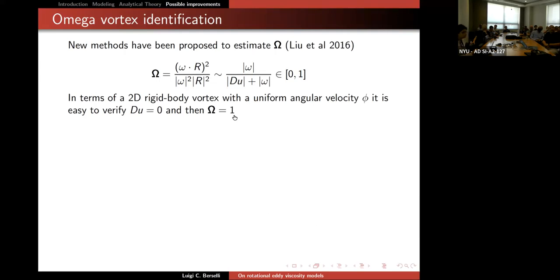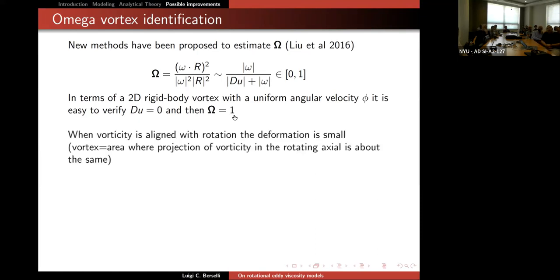In fact, if you have a rigid body with uniform angular velocity, then du is 0. And so this gives you a perfect understanding of the fact that you have no rotation in the correct sense. The body is rotating in a solid way, but is not micro-rotating. How did they guess this approximation?